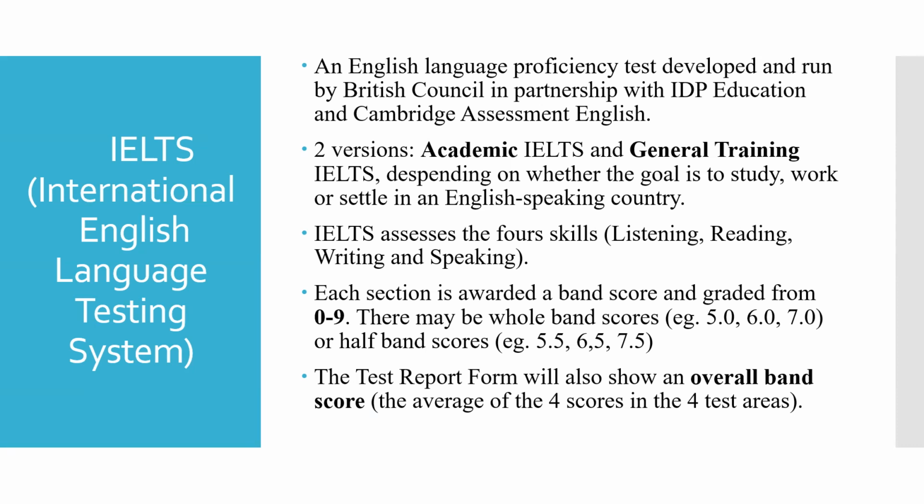IELTS assesses the 4 skills: listening, reading, writing, and speaking, and each section is awarded a band score and graded from 0 to 9. There may be whole band scores or half band scores, such as 5.5, 6.5, etc. The test report shows each score the candidates attained in each of the skills, and also an overall band score, which is the average of the 4.